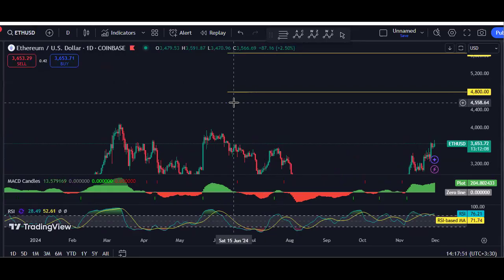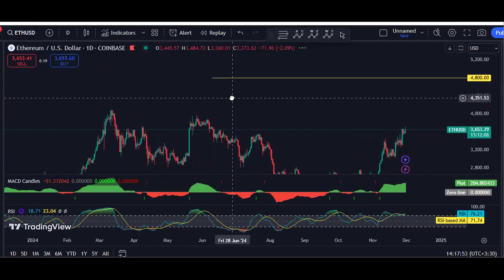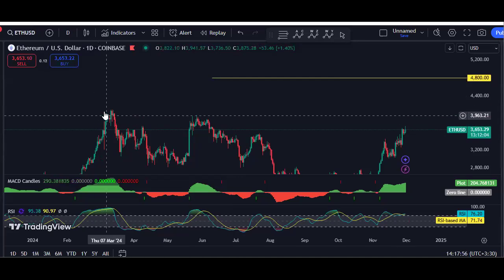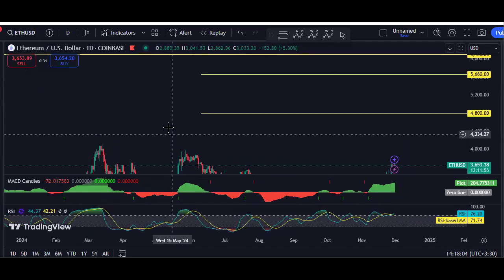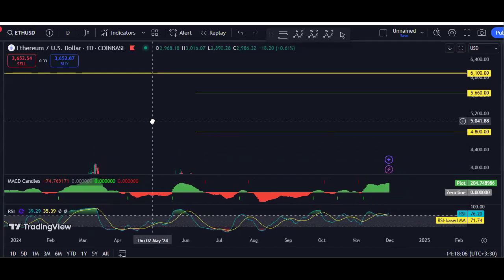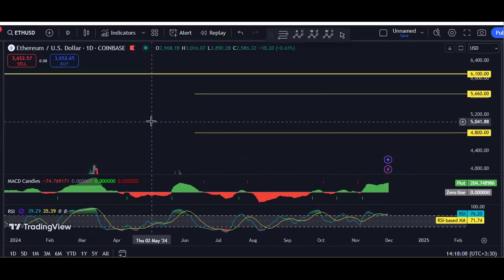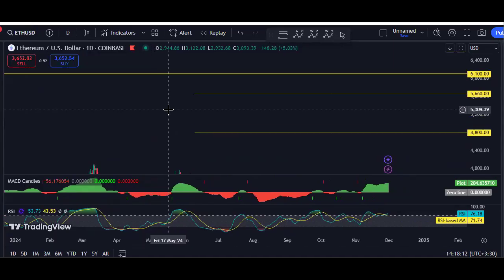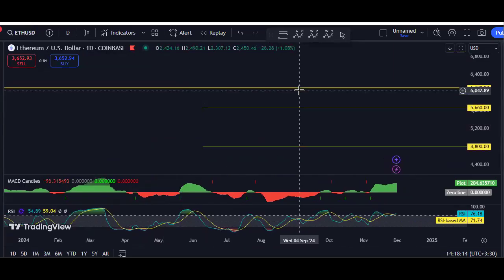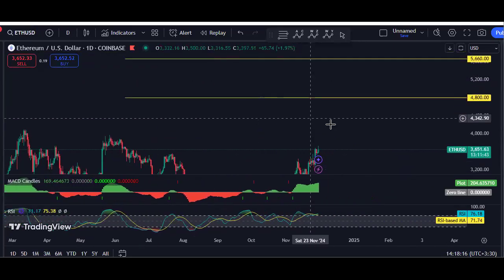But based on daily chart, this is what we explained in my last analysis, with the breakout of the previous top, which is this one, somewhere around 4.1. We can look for 4.8, 5.6. All right, that means 4,800 following by 5,600 based on daily. Then we can look for 6.1.